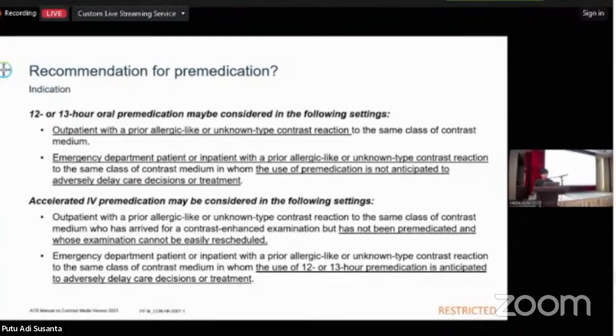And accelerated IV premedication is indicated for outpatients also with an allergic-like history, but who have not been premedicated and the schedule cannot be easily rescheduled. And for inpatients, accelerated IV premedication can be considered when oral premedication is anticipated to delay the patient's care or treatment.